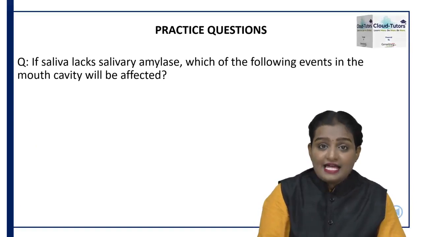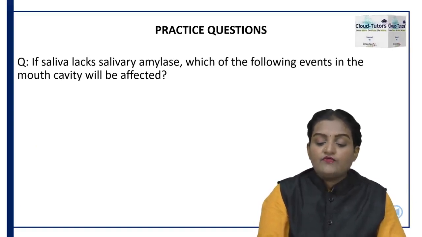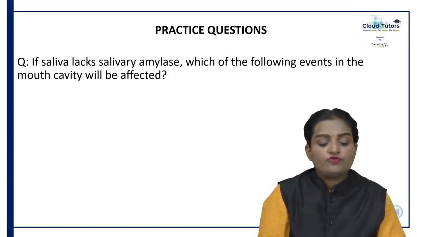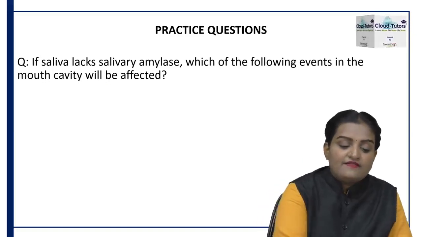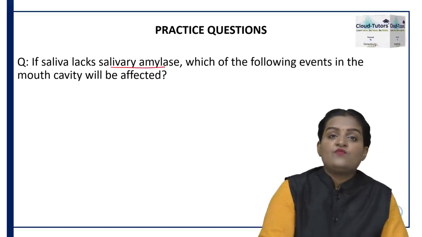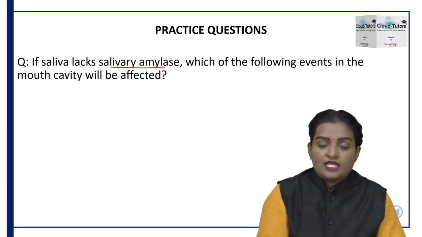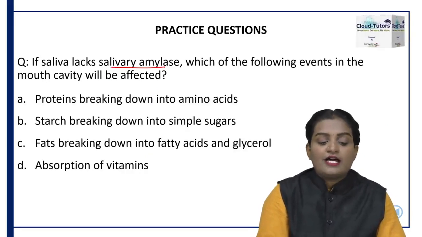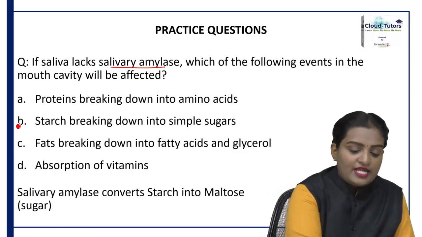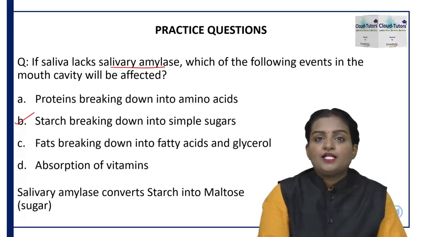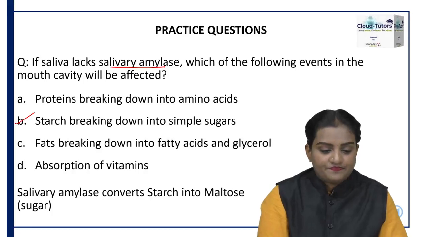If saliva lacks salivary amylase, which of the following events in the mouth cavity will be affected? We know that salivary amylase will break down complex carbohydrates such as starch into maltose. So the answer will be starch breaking down into simpler sugar will be affected.